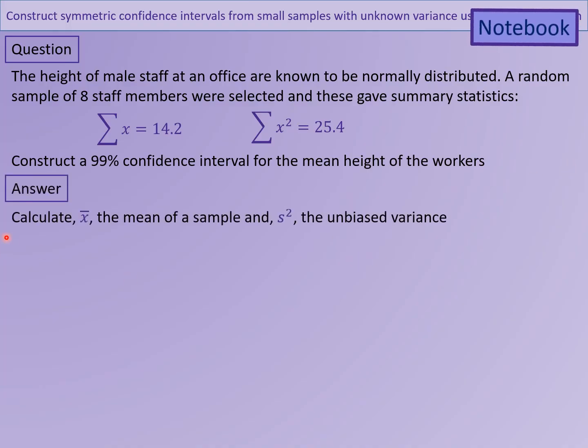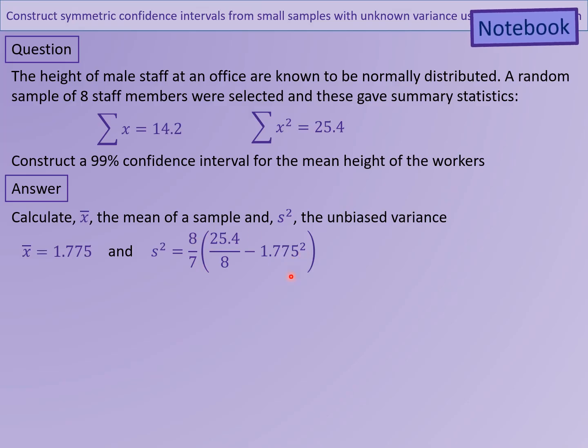Right, so I need to work out my mean and my standard deviation. Now, because I'm not given all 8 pieces of data, I'm just given the totals, I can still work out the mean, because the mean is add up all the x's, sum of x, divided by n. So I could definitely work out the mean, because it's going to be 14.2 divided by 8. For the standard deviation, I'm going to have to use the formula. So the formula is sigma x squared over n minus the mean squared. So it's 25.4 divided by 8 minus the mean squared.